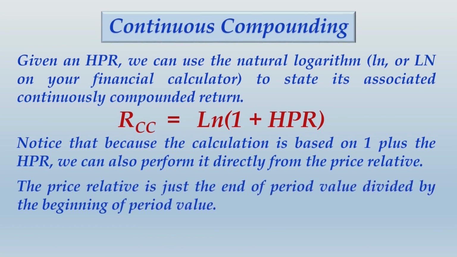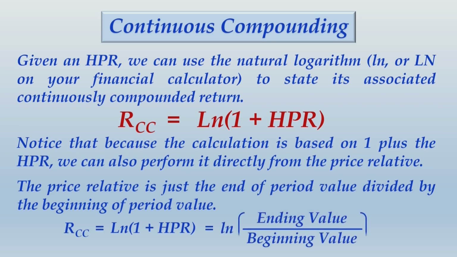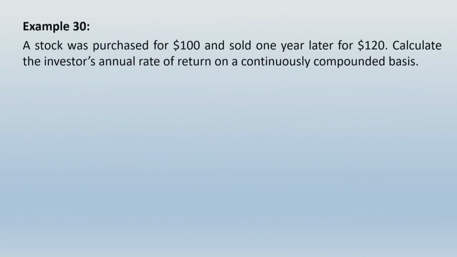The price relative is just the end of period value divided by beginning of period value. So the continuously compounded rate will be ln of 1 plus HPR, which is ln of ending value divided by beginning value. Let us take an example to understand this, that is example 30. It is exactly the same kind of example that I have just explained to you.